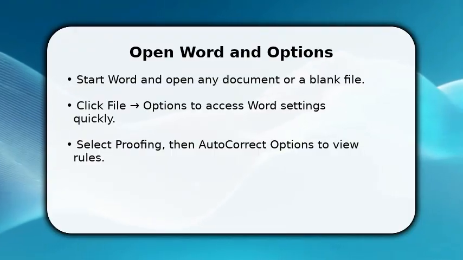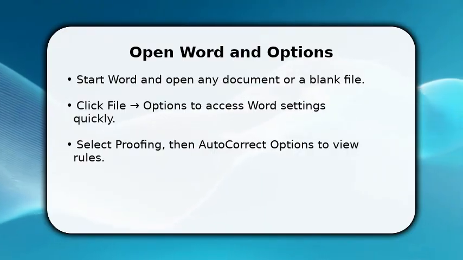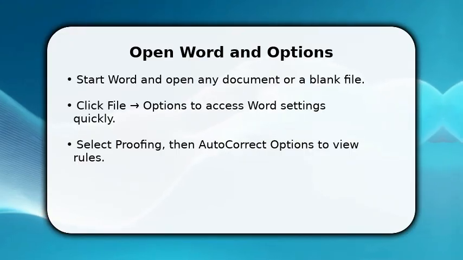You begin by opening Word and a document. This gets settings active immediately. Once the document is open, click File, then Options. This pathway accesses every preference.